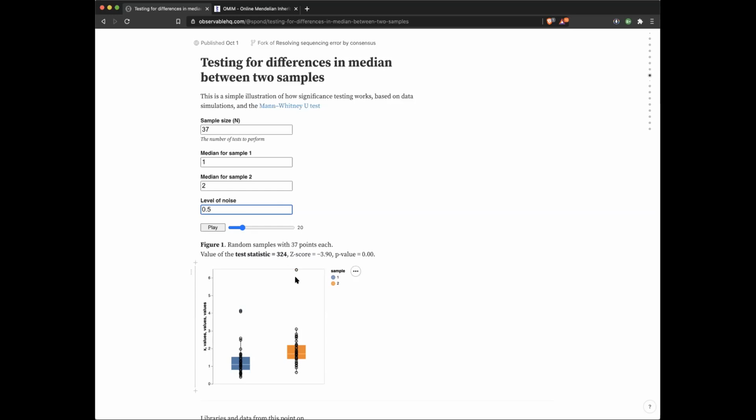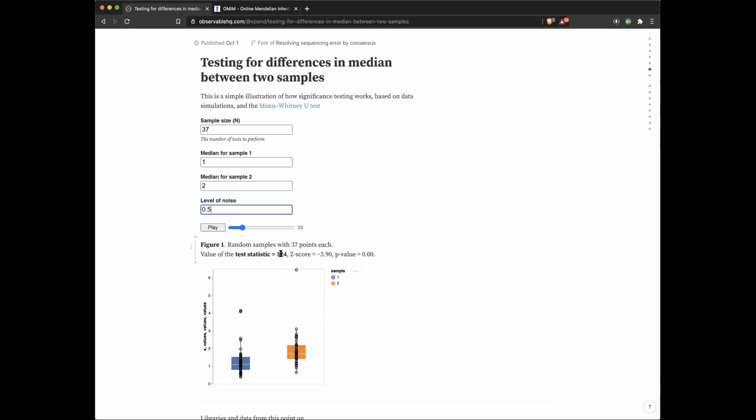And this test statistic should then be interpreted to tell you whether or not these two distributions, or two samples, come from different median distributions. The actual technical details of how this is done, you can read in the Wikipedia article. It's actually quite accessible if you want to see how this is done. This is one of the simpler tests to understand.